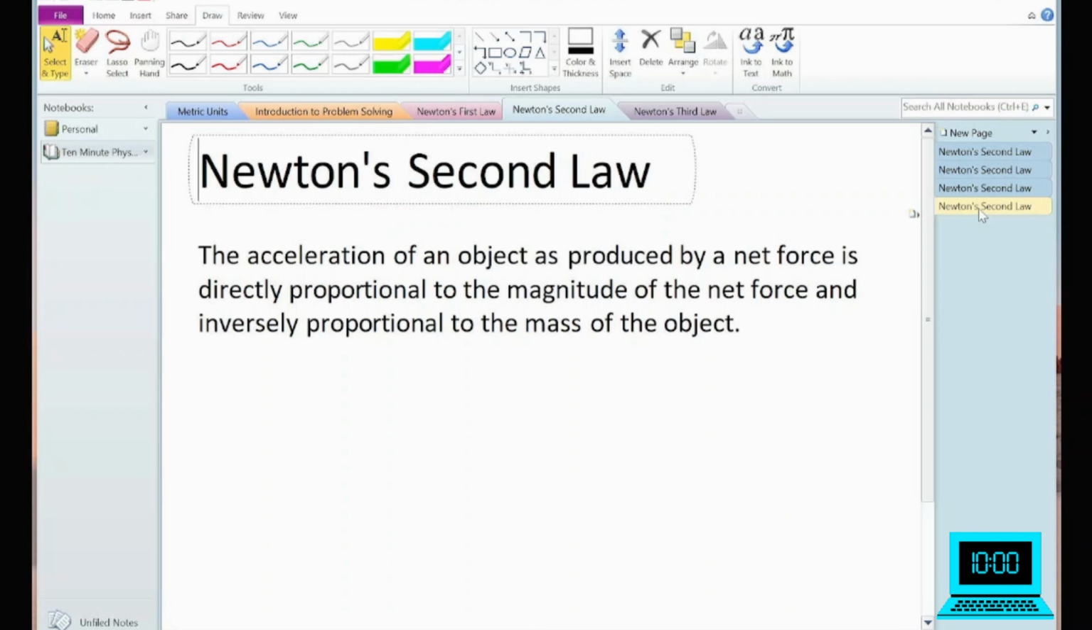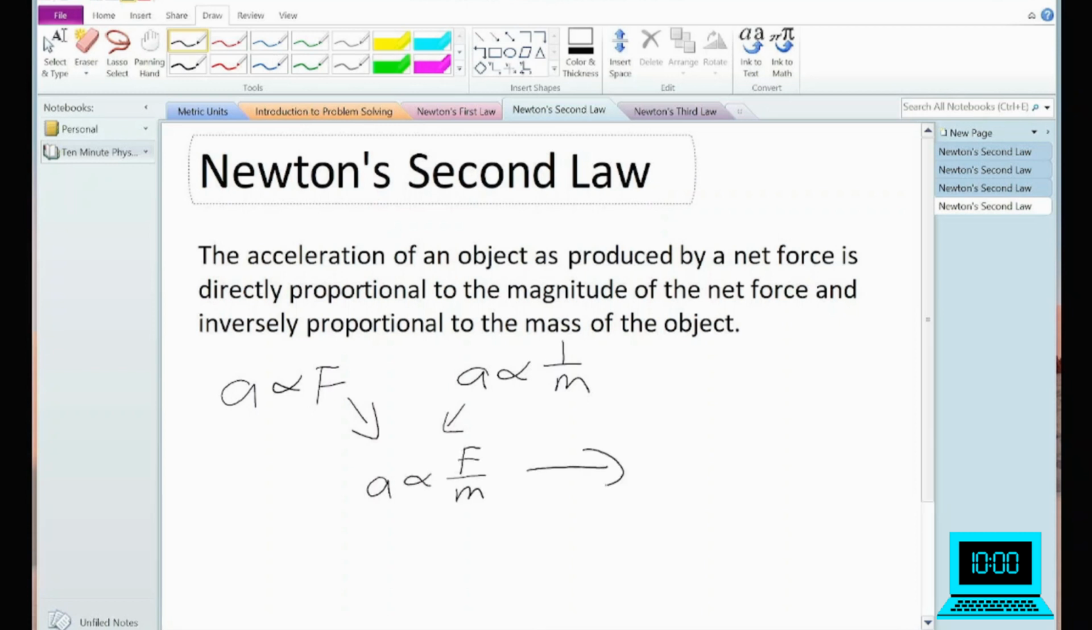Let's take a look at the word definition. It'll say the acceleration of an object, as produced by a net force, is directly proportional to the magnitude of the net force and inversely proportional to the mass of the object. So you could look at this and say, yeah, acceleration is directly proportional to the force. Acceleration is inversely proportional to the mass. And if we put these two together, it actually means that, yeah, here.